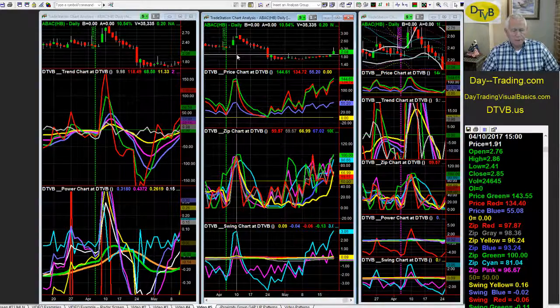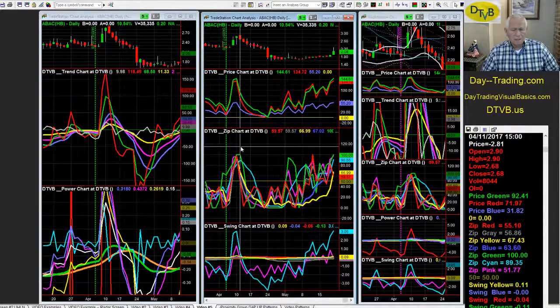Oftentimes when that happens, the price starts down. The following day here, however, we have Zip Green at 100 with a red candle. And that's a real strong indication that you're going to enter a downturn in the cycle, because Zip Green is your buyers in and out of the market. When Zip Green's at 100, a lot of people are coming into the stock. And Zip Zion is also coming up, and Zip Zion is the grandfather. Zip Zion tracks buyers in and out of the market as well.